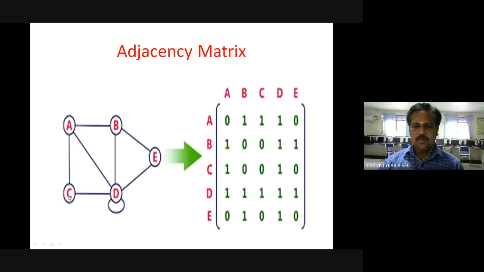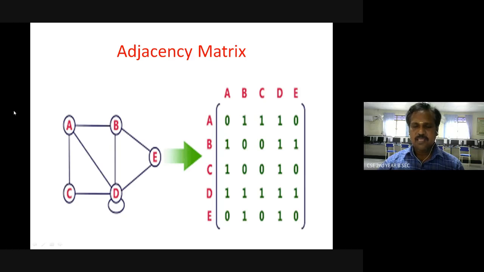A to B, A to C, A to D, B to E, D to E. D to D is also a path. It represents a cycle: the node visits the node again. Then A to B, A to C, A to D, B to D, B to E, C to D and D to D. These are the paths in the given graph.